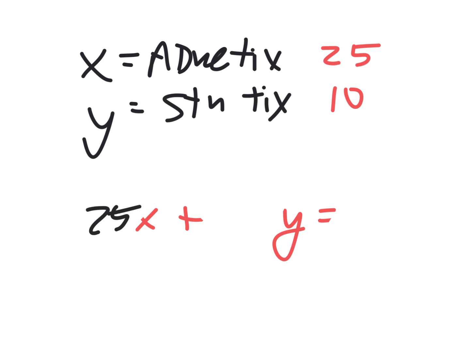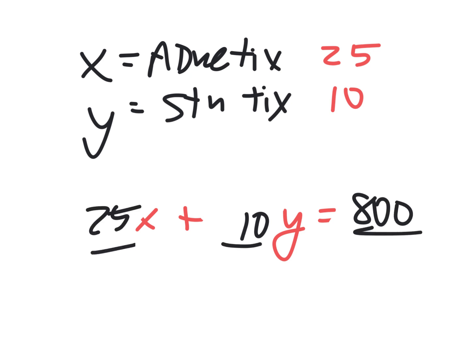That's the one where 25x plus 10y equals $800. Because look, money, money, money. It matches up. That make sense? Okay. Then where would the optimizing come in? It's another set of data.